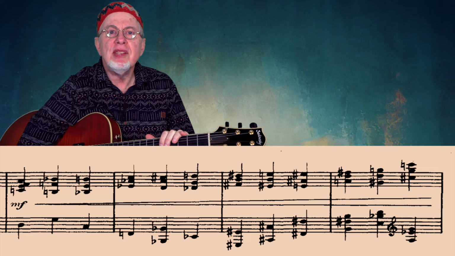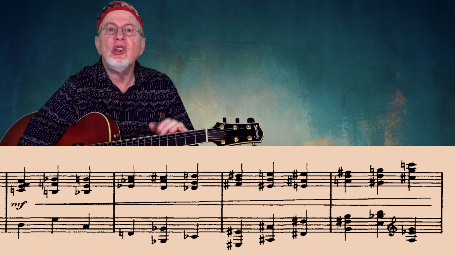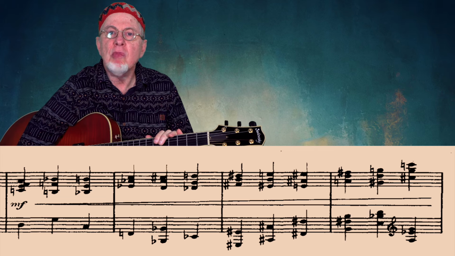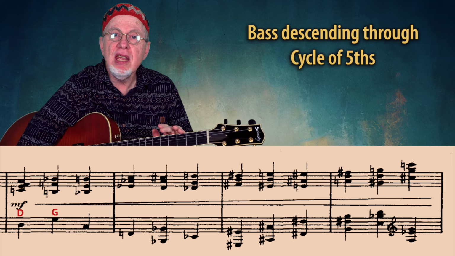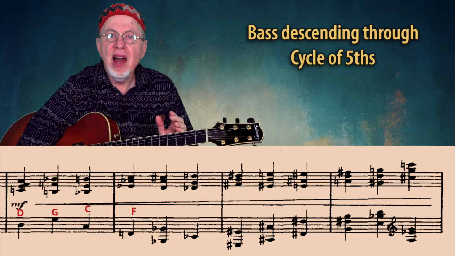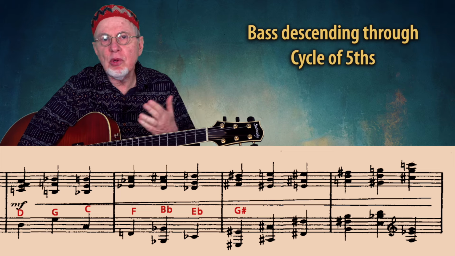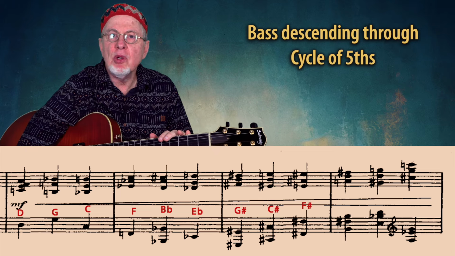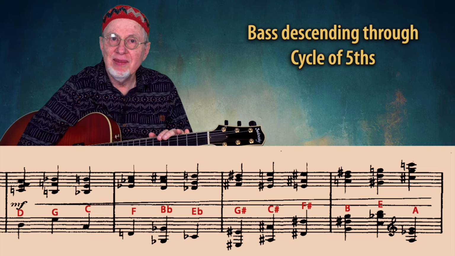If you look at the bass, it is progressing through the cycle of fifths starting on D and goes through all 12 keys. It uses various enharmonics, but in essence we have D, G, C, F, B flat, E flat, G sharp or A flat, C sharp or D flat, F sharp or G flat, B, E, and A.